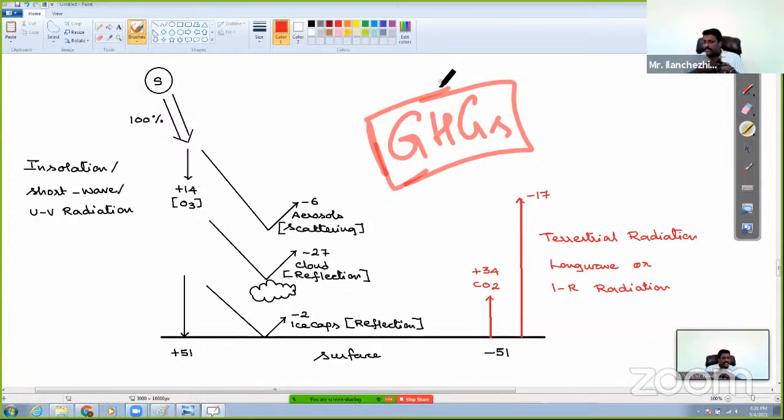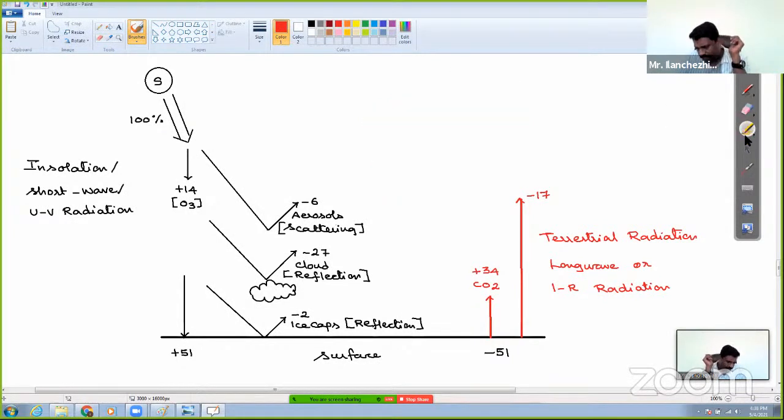Assume a condition that carbon dioxide is not there, my friend. Just assume. If carbon dioxide is not there, what can happen, my friend? See, carbon dioxide is very essential.